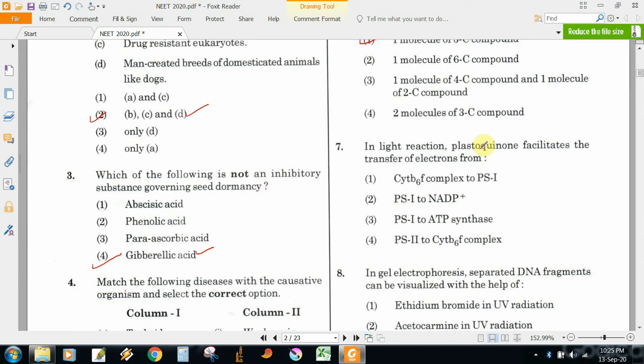In the light reaction, plastoquinone facilitates the transfer of electrons from cytochrome b6f complex to PS1, PS1 to NADP, and PS1 to ATP synthase. The last statement is PS2 to cytochrome b6f complex. So it is from PS2 to cytochrome b6f complex. The fourth one is the right answer for this.